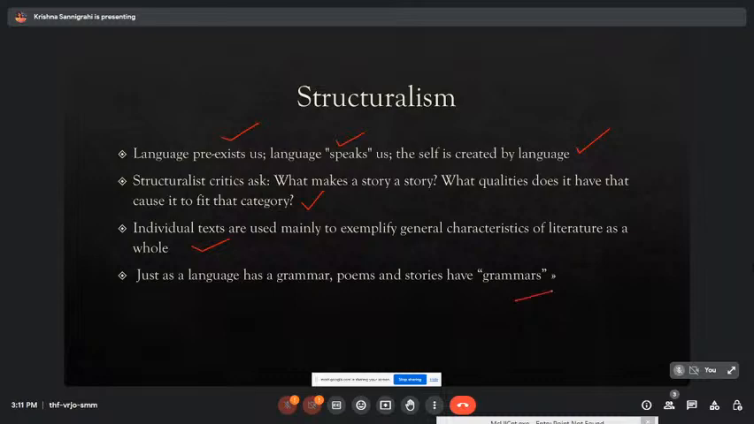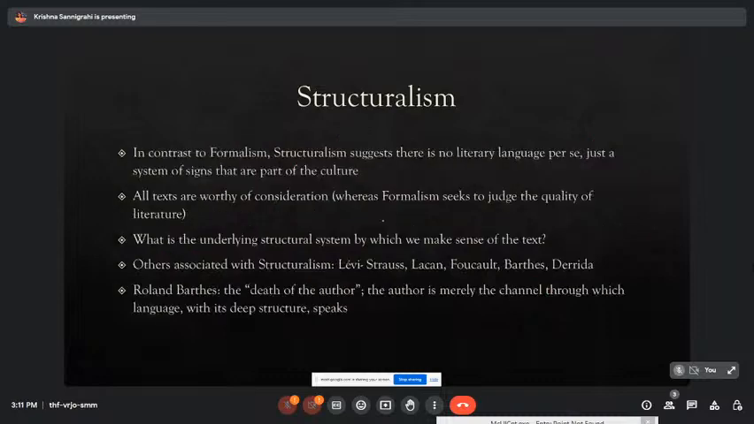So they are kind of making us think about the structure of the different genres which we have. In contrast to formalism, formalism is referring to what we did before studying structuralism, wherein we spoke about Russian formalism, French formalism. So structuralism suggests there is no literary language, just a system of signs that are a part of the culture.